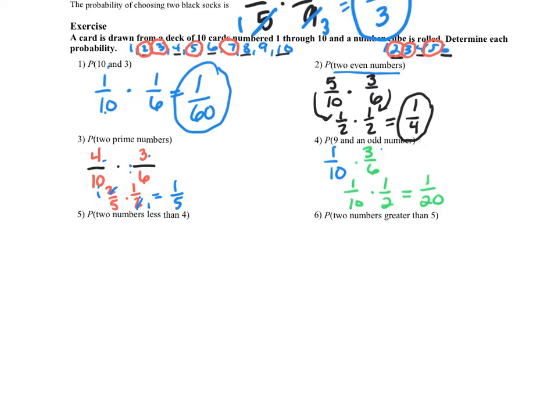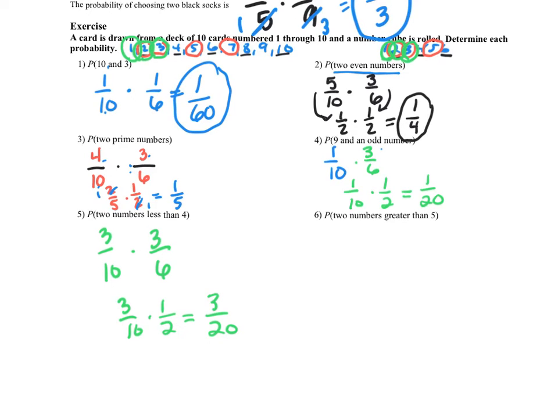Okay, the probability of 2 numbers less than 4. Okay, less than 4 means it does not include 4. So that's going to be 3, 2, and 1. And same thing over here. Less than 4 is going to be 3, 2, 1. So we have 3 out of 10 on the first one, and then 3 out of 6 on the second one. So I'm going to go 3/10 times 1/2, and I'm going to get 3/20.